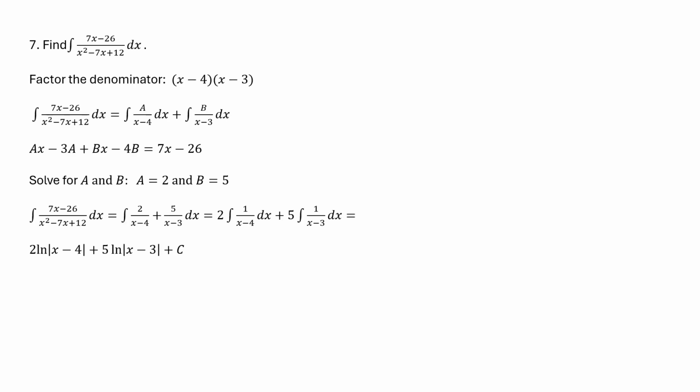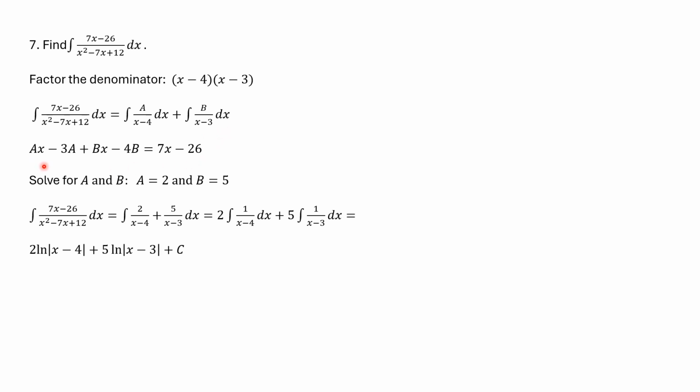Find the integral of (7x minus 26) over (x squared minus 7x plus 12). I'm going to factor the denominator as (x minus 4) times (x minus 3). And I'm going to end up with the integral of a over (x minus 4) plus the integral of b over (x minus 3).